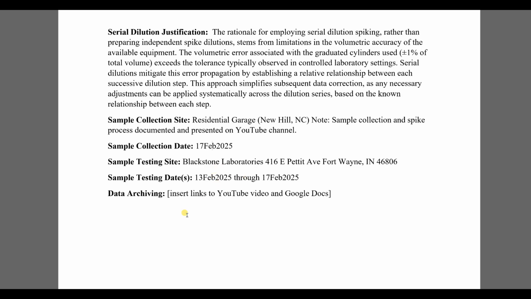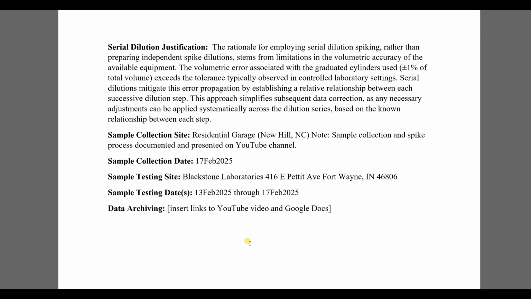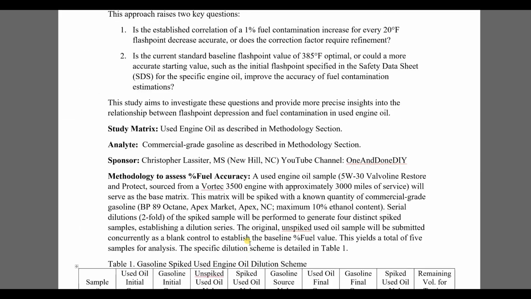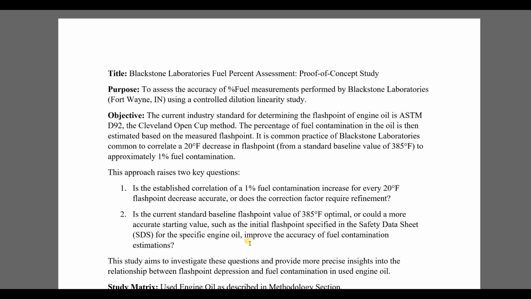So there's that. So now, being that we went through just what the motivation is, how I carried it out, what questions we're trying to answer here, let's go ahead and just look at a really quick video of how Blackstone actually does the Cleveland Open Cup method.